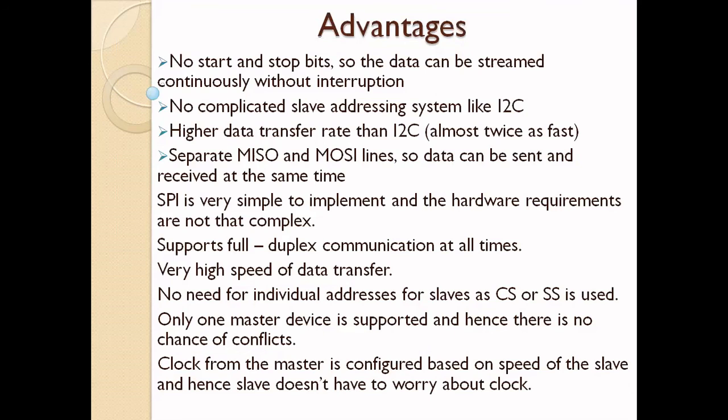Here it is called full duplex. There are 2 lines, master in slave out and master out slave in, so it is called duplex. But I2C has only 1 line, so it is not full duplex. It is very simple and we can implement it easily. Next, as I already told, high speed. Only 1 master is available to support all the slave devices.